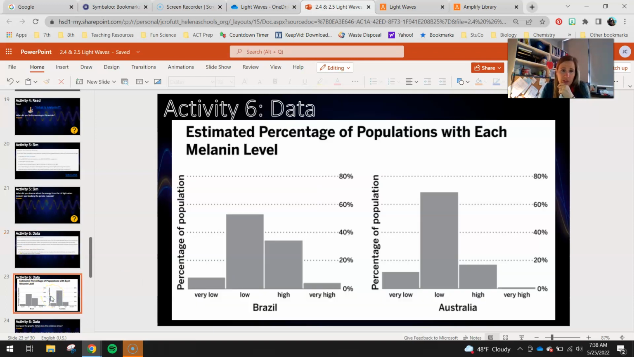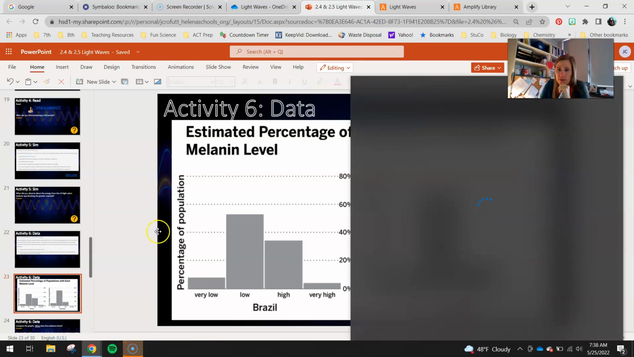So again, if you just look at these, we've got percent of the people in Brazil. Okay, so of all the people in Brazil, what percent have very low, low, high, or very high amounts of melanin? And then again, of all the people in Australia, you guys can kind of see where everyone sits as far as their levels of melanin.